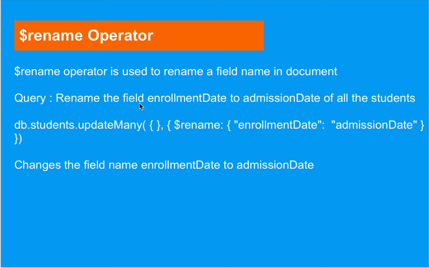Suppose you want to write a query to rename a field enrollment date to admission date for all the student records in the students collection. The query will be like this: db.studentscollection.updateMany. The first condition will be empty, and the rename operator, the field name is enrollment date, we have to change it to admission date. That will be the value. This will change the field name from enrollment date to admission date.